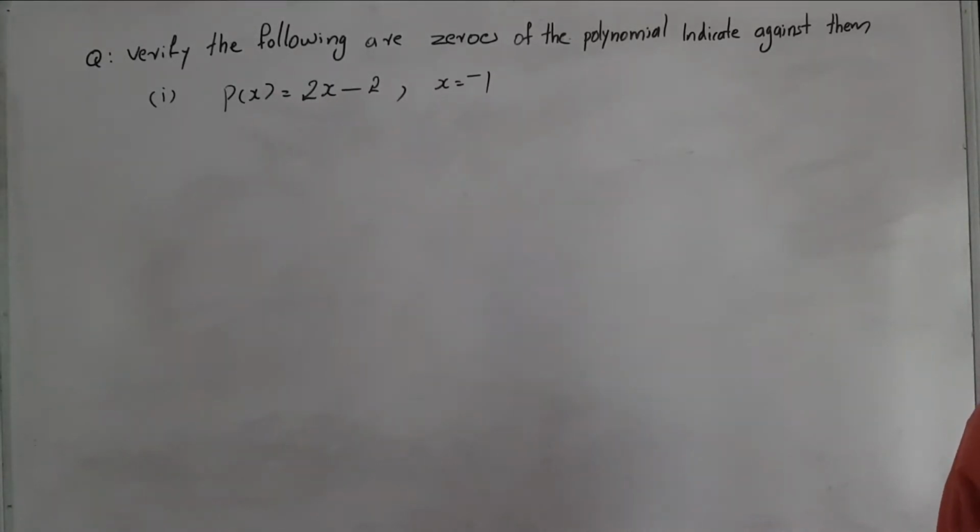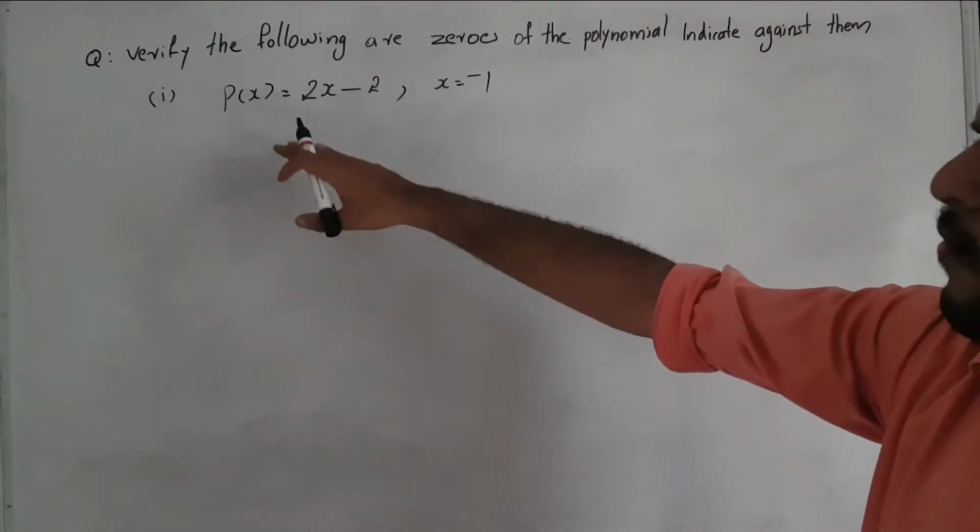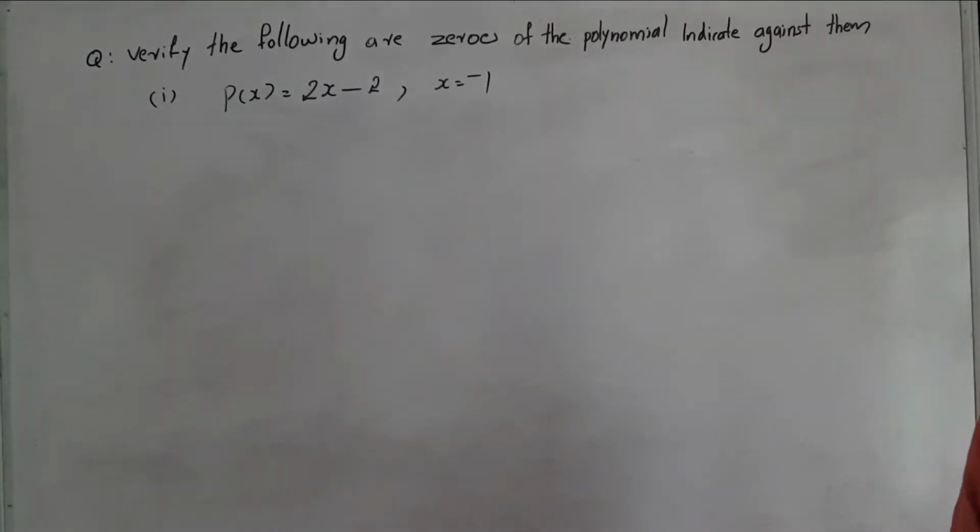Okay, then what is the idea? If this one is a zero, then finally after substituting the value, what do we get? We get the answer equal to 0.